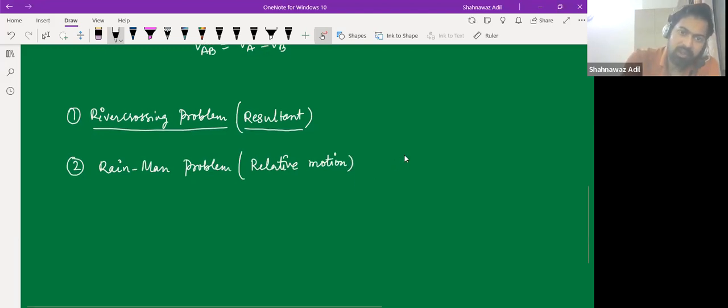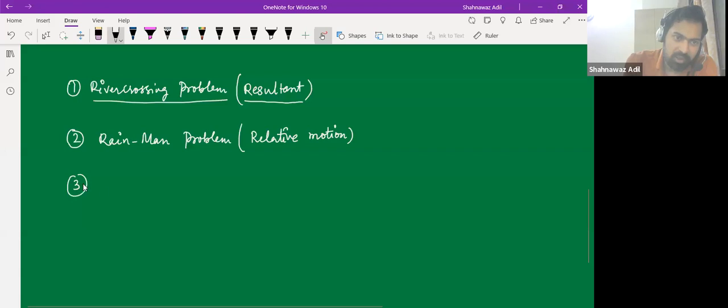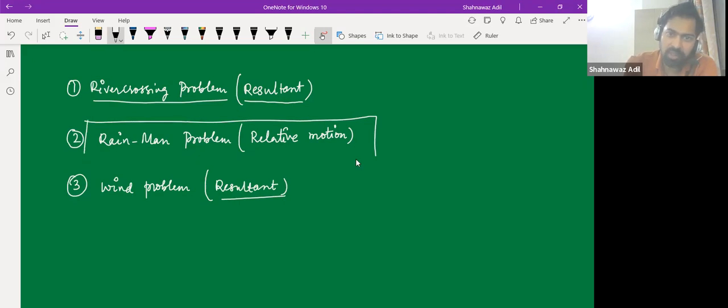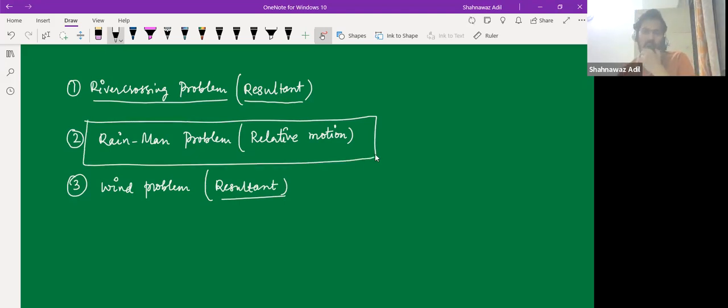Okay, and for the case of this wind problem, again we use this idea of resultant. So this thing is very important. In the case of the rain man problem, we only use this relative motion whenever the two objects are moving. Whenever one object is moving and the other is at rest, then we use this resultant type.